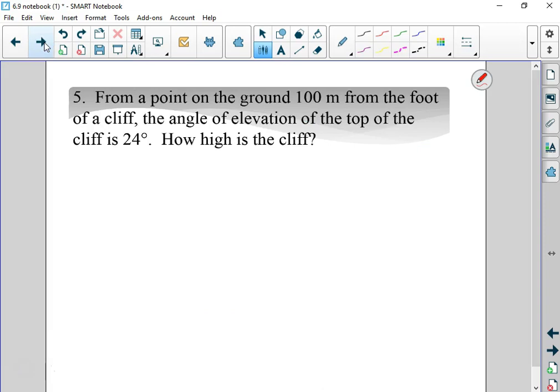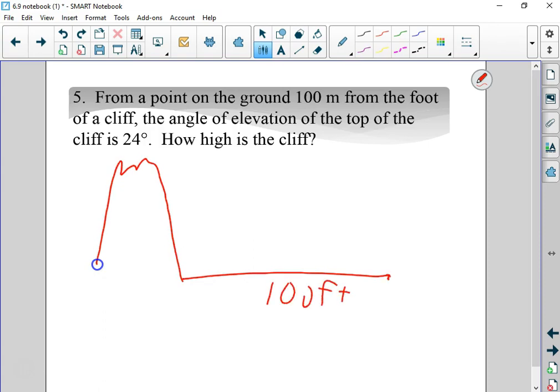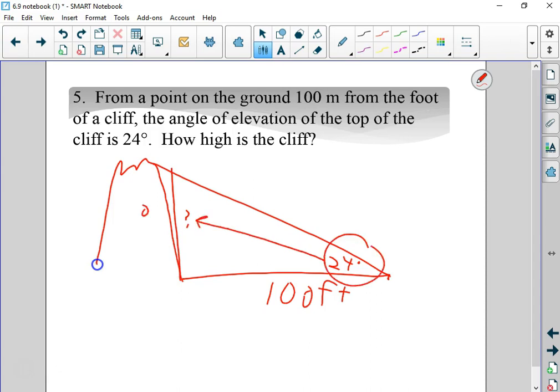So we have a point of view, a point on the ground 100 feet from the base of the cliff. So here's the cliff. Here's my point. It's 100 feet. The angle of elevation to the top of the cliff is 24 degrees. How high is the cliff? We're trying to get the height right here. So here's Grover. The height is over here, which is opposite. This is adjacent right here.